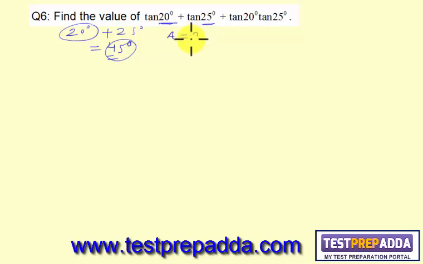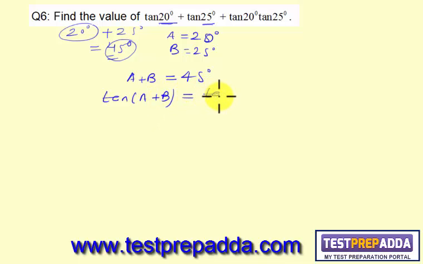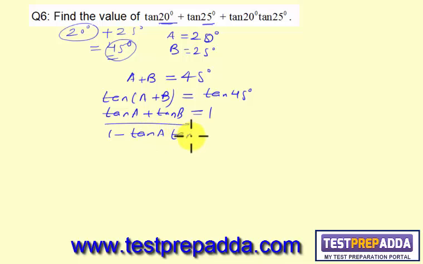So if I assume A as 20 degree and B as 25 degree, my A plus B comes as 45 degree. If I take tan on both sides, it becomes tan(A plus B) is equal to tan 45 degree, and that is 1. Here I can expand it as (tan A plus tan B) upon (1 minus tan A tan B), which can be written as tan A plus tan B is equal to 1 minus tan A tan B.